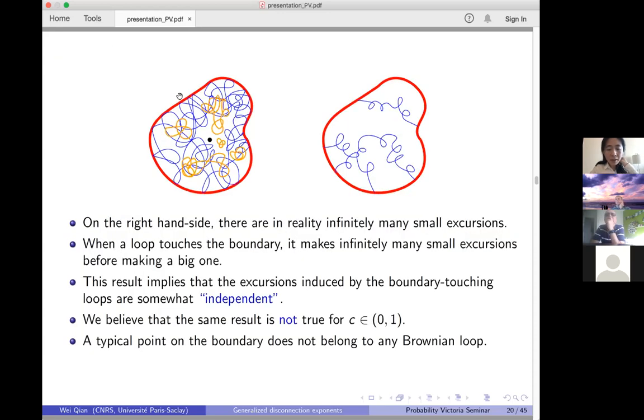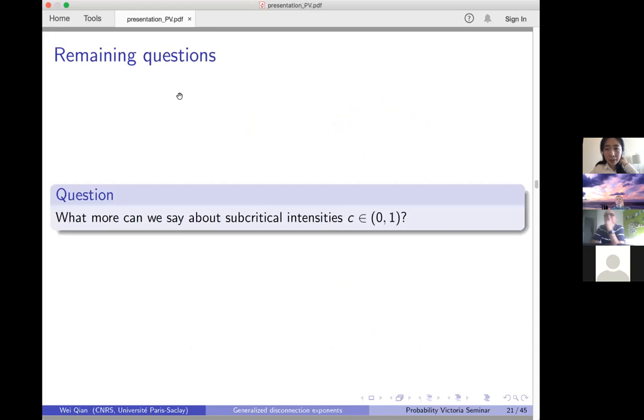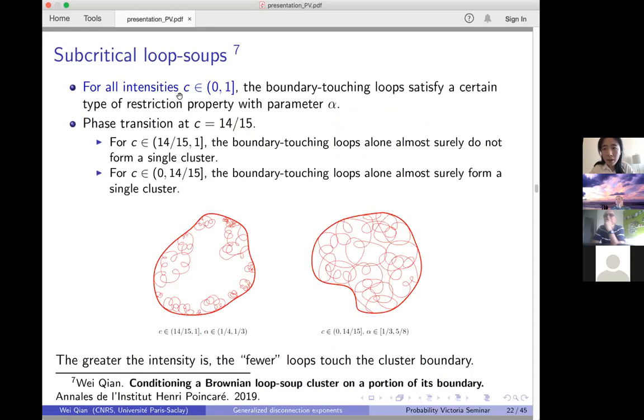So after this work, we have a few remaining questions. The first question is, what more can we say about subcritical intensity for C between 0 and 1? Because for this regime, we do not yet have a description of the blue loops that touch the cluster boundary. In a later work, we have some partial results on that.